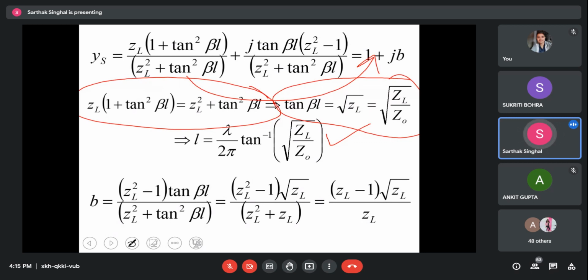And 1 upon beta will be equal to lambda upon 2 pi, right? So now you have calculated the length, right? By substituting this value of L in this equation, you can calculate the value of B, right? So what will be the value of B?